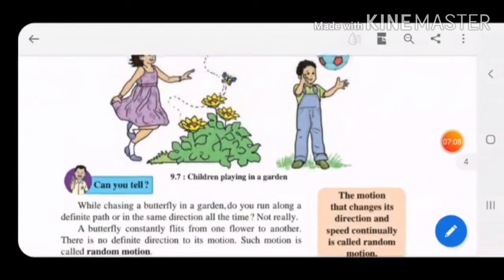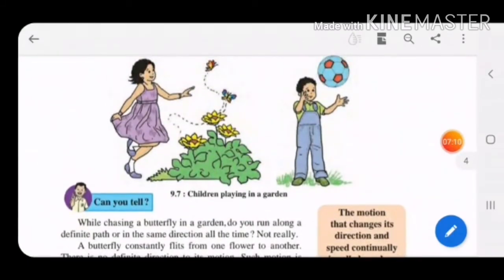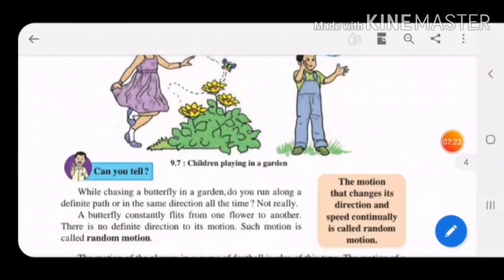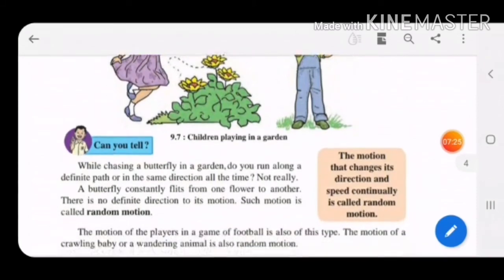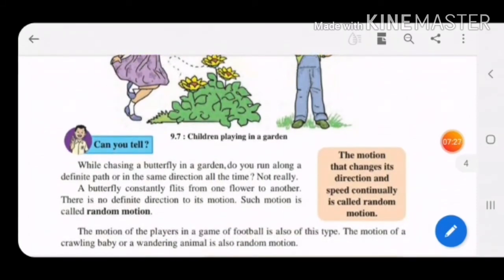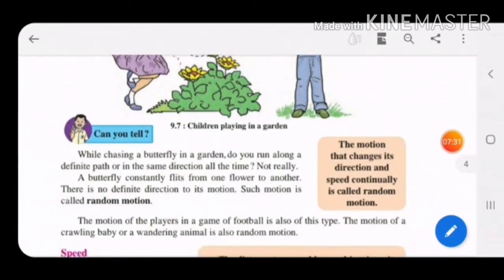See here children, the picture they have given. First, the butterfly flitting around the flowers. Can you see? Children, the direction of the butterfly is not fixed. They roam around the garden. They sit on any flower. Yes or no? So here the direction of the butterfly is not fixed. Children in the garden, they can move anywhere. The direction is not fixed. So while chasing a butterfly in a garden, do you run along a definite path or in the same direction? Not really. So a butterfly constantly flits from one flower to another.